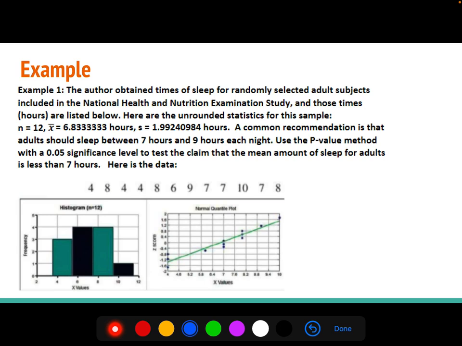All right, so we have here the data for, it looks like, some randomly selected adult subjects. They tell us the N, the X bar, and the S. They say between 7 and 9 hours is what we should sleep. We are going to use the p-value method with a 0.05 significance level to test the claim that the mean amount of sleep is less than 7 hours. So here's our data.